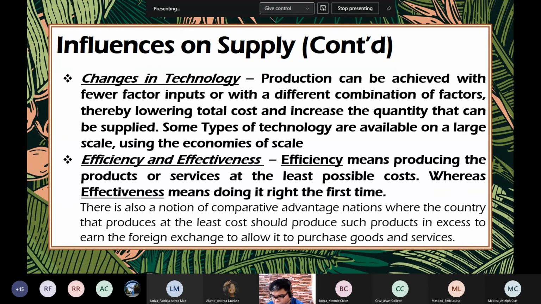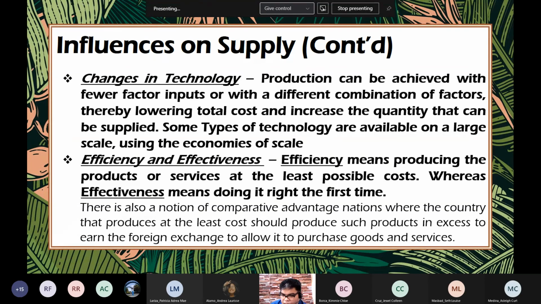Of nations, where the country that produces at the least cost shall produce such products in excess to earn the foreign exchange to allow it to purchase goods and services. Let's say, alam niyo argan oil? Usong-uso ngayon yan, argan oil. Ang main producer ng argan oil is Morocco, no? Hindi naman ang Pilipinas sikat sa argan oil. Sikat tayo sa coconut oil. Hindi rin naman tayo sikat sa olive oil. Ang sikat sa olive oil are the Mediterranean countries.